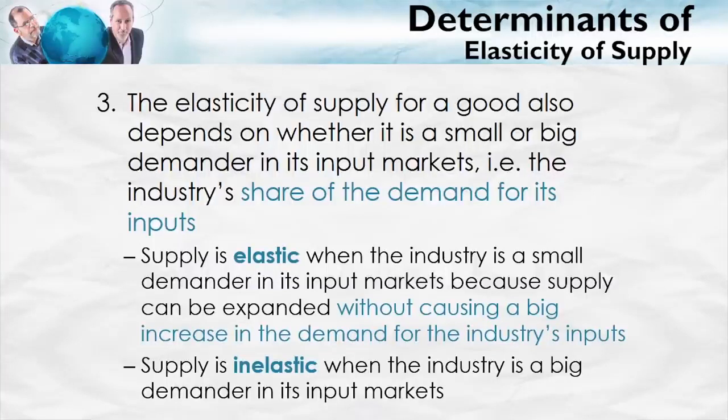Therefore, that's going to increase the price of an input into making automobiles, which is going to push the price of automobiles up. Therefore, the supply of automobiles will tend to be more inelastic, because when we try and increase the supply of automobiles, we're going to increase the price of steel. That increases the cost of producing automobiles.